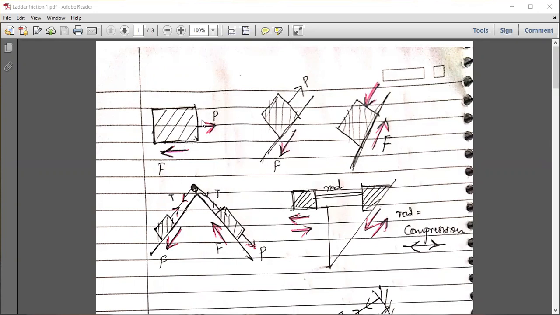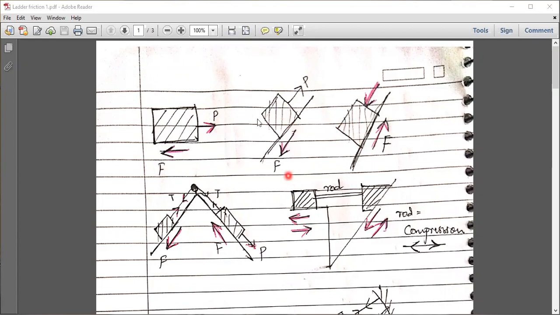How will I show a friction force? Looking into this particular diagram, if we have a force P which is going towards the right side, then the friction force is always developed opposite to the applied force P.